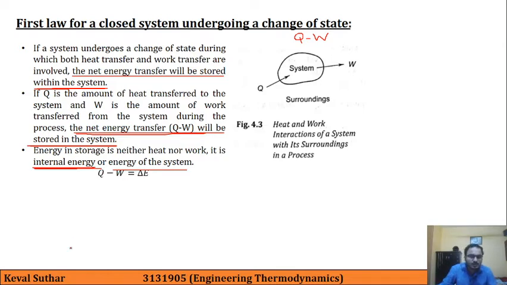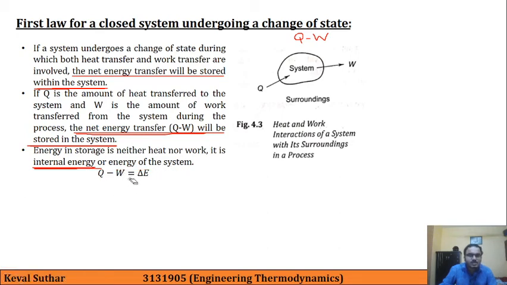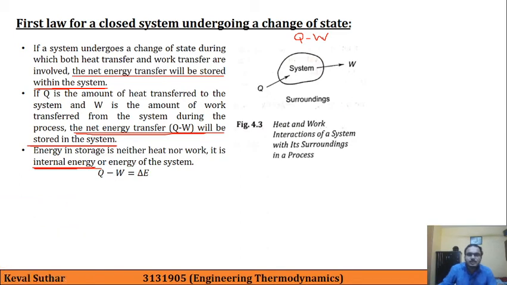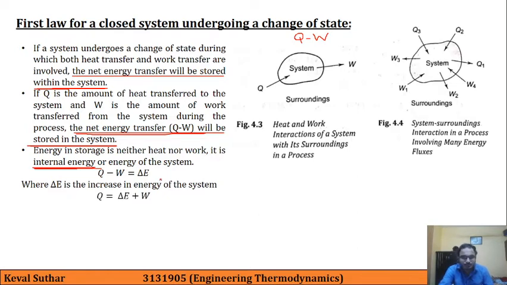And the formula for this is Q minus W equal to delta E. So this is conserved and this is called internal energy, or simply the energy of the system, where delta E is the increase in the energy of the system. Q is equal to delta E plus W.